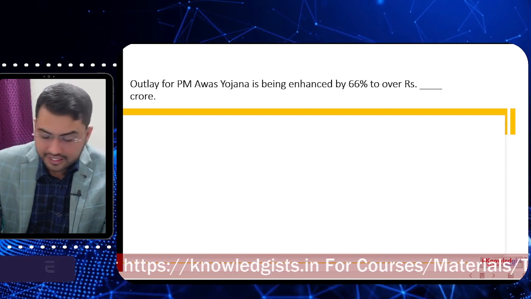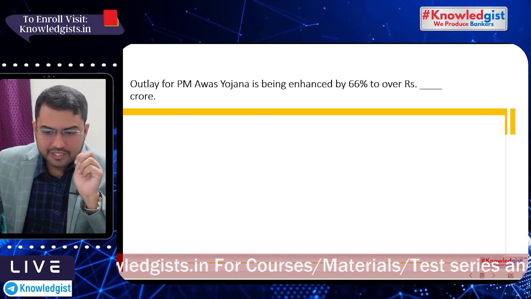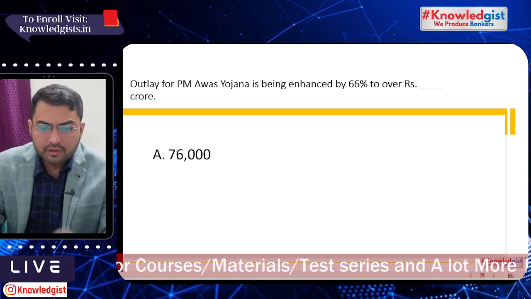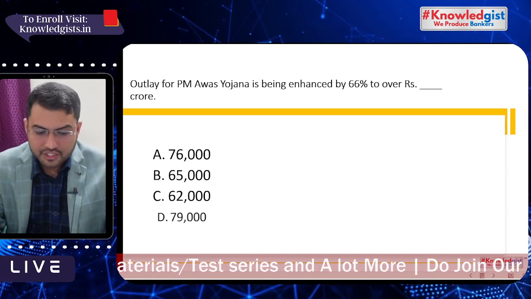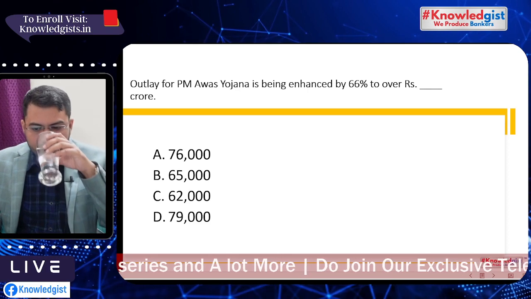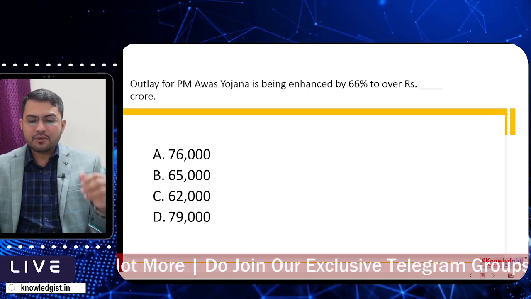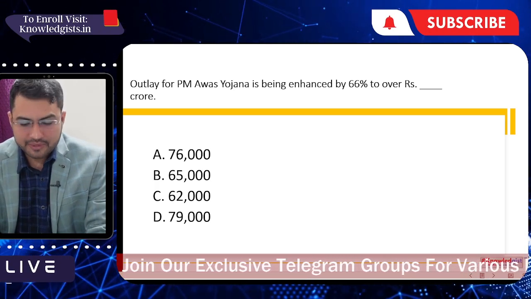Outlay for PM Awas Yojana is being enhanced by 66 percent to over rupees what crore? 76,000, 65,000, 62,000 and 79,000. Just try to find out the right answer. We will show it in 5 seconds.